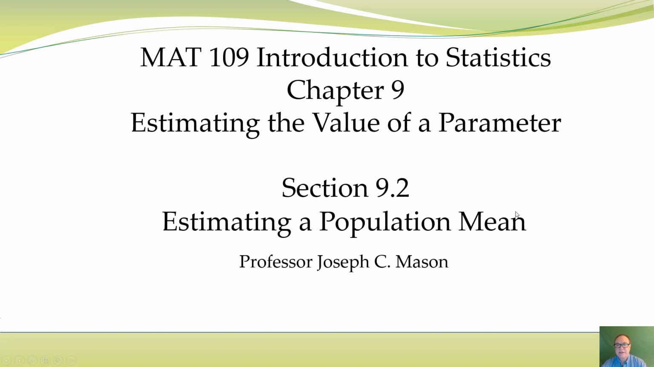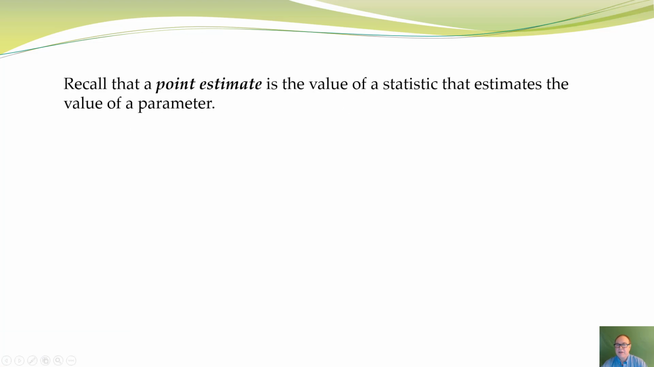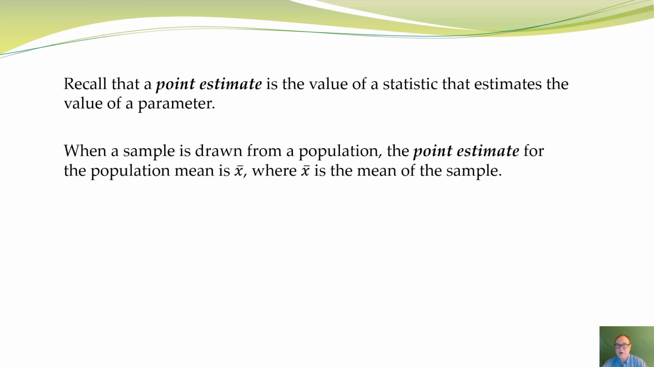Introduction to Statistics, Chapter 9, Estimating the Value of a Parameter, Section 9.2, Estimating a Population Mean. Recall that a point estimate is the value of a statistic that estimates the value of a parameter. When a sample is drawn from a population, the point estimate for the population mean is x bar, where x bar is the mean of the sample.